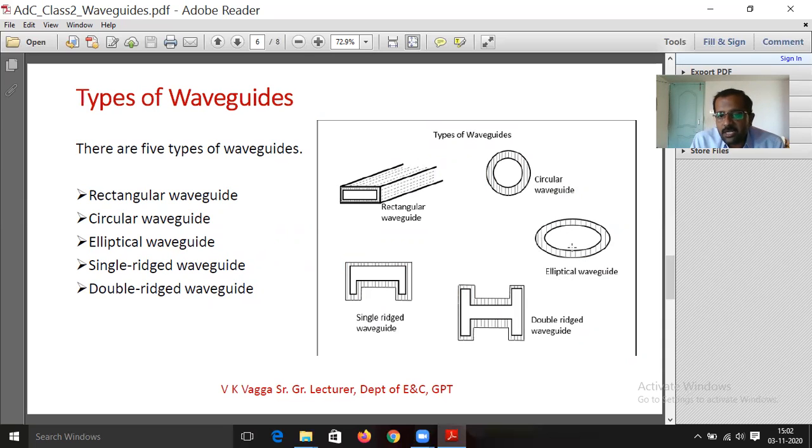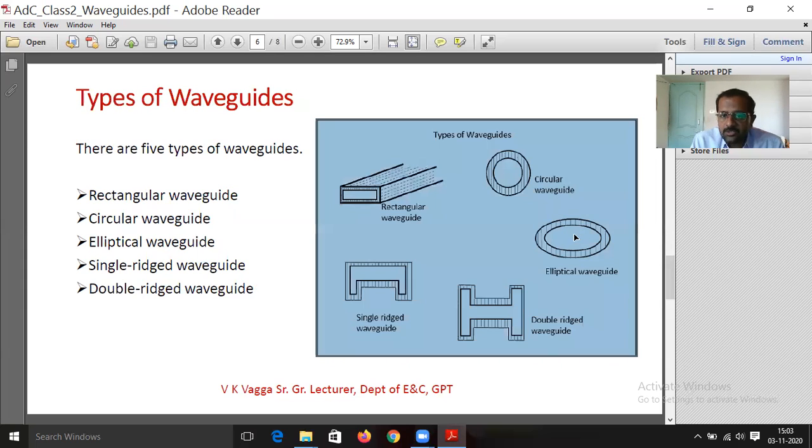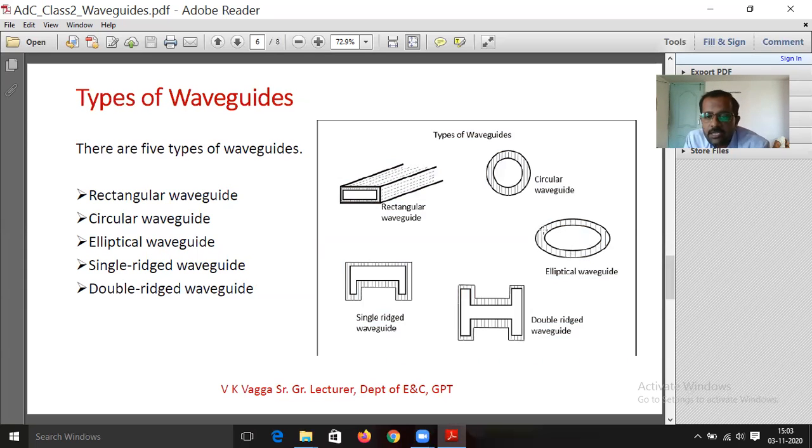It is to be represented with the major axis and the minor axis. If you take the major axis, it is of more length, and if it is compared with the minor axis, it is of less length here. So that it can be clearly shown in the diagram here. So if the shape is elliptical, it is called an elliptical waveguide.